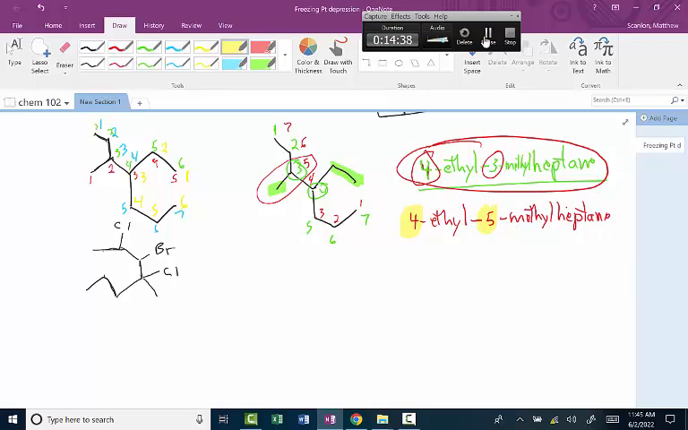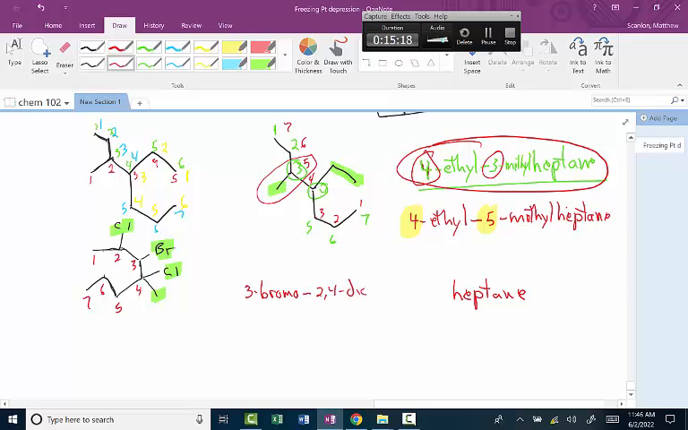This one, I'll just flat out do it. I have a chain 1, 2, 3, 4, 5, 6, 7, and this is complicated, so it's heptane. And I've got bromo, chloro, and methyl groups right here. There they are. And so I'll start with the bromo, alphabetical order. So it is 3-bromo, then chloro, 2,4-dichloro, because there are two of them, and it will be 4-methylheptane.